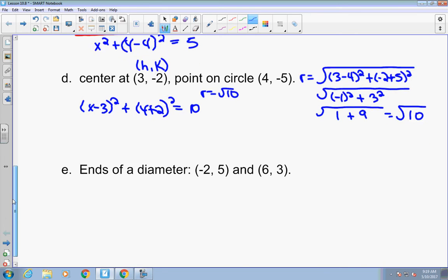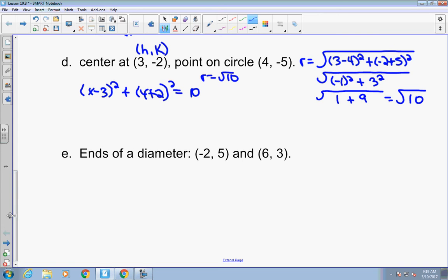Now, this next one gives me the endpoints of the diameter. Let's think about what a diameter does. A diameter has a point on the circle, it goes through the center, and then it has the other point on the circle, correct? So what do you think we're going to have to find here? Yes? Okay, and you could get the radius. That's one thing that we could do, yes. We need to do the midpoint formula.